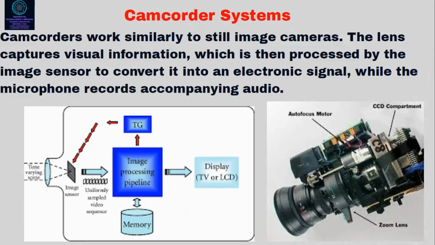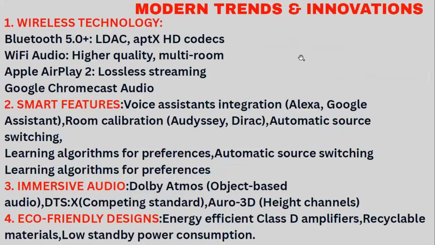The CCD and electromechanical parts will be there for the movement of the lens. And what is there inside? There will be memory, display, image processing, and an output circuit. So this is a little idea about camcorders. Okay, right. One more chapter I have added in this is modern trends and innovations.